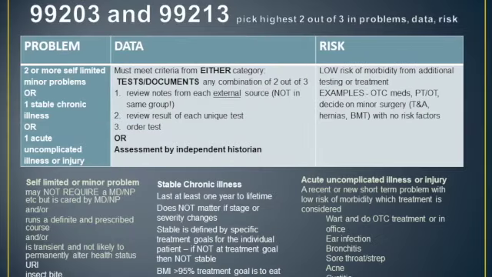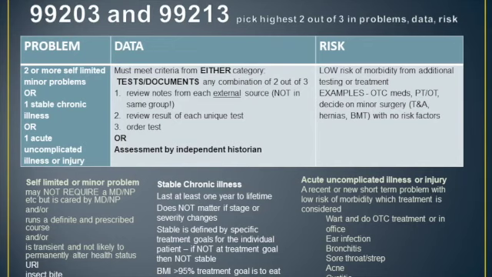Most of our patients are going to fall into 99203 or 99213. So these are, again, you have to meet criteria from either problem or data or risk, or problem and risk. So you meet 2 out of these 3 criteria. And the important thing with this is if you have 2 or more self-limited minor problems, you've already met the problem part. Or if you have one stable chronic illness, or if you have one acute, uncomplicated illness or injury.